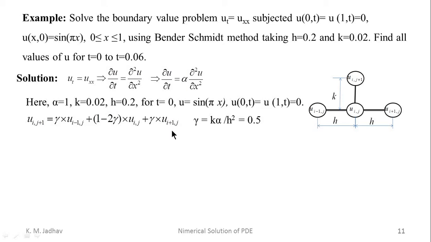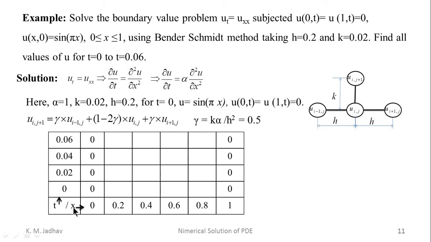So let us prepare a table. Here in x direction I have written x values. From this we can say values of x vary from 0 to 1 and h is the step size in x direction. So the first value of x is 0 and the last value of x is 1 and the step size is 0.2. So we can write 0, then 0.2, 0.4, 0.6, 0.8 and 1.